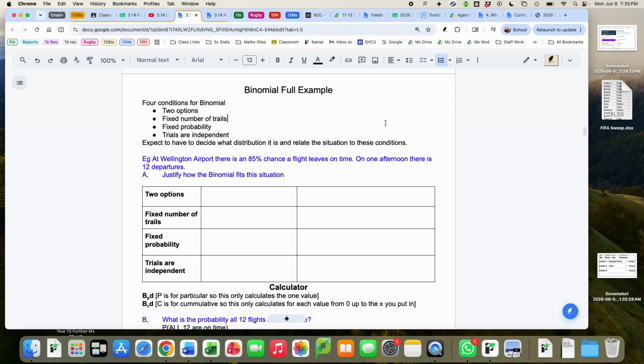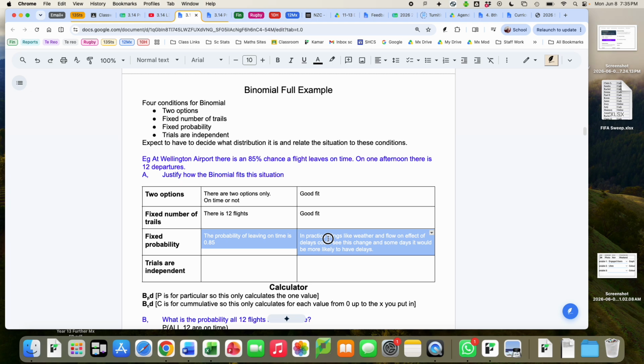The first job, and this is not the easiest, is to justify. Now, how you might go about this is like this. So two options. What are the two options? On time or not. So it fits that. And over in this one here, I'm commenting on whether it's a really good fit or not, because this is a model. It's not a perfect science. Fixed number of trials. And again, there's 12 flights. It's a precise number. It's discrete. And also that's a good fit.